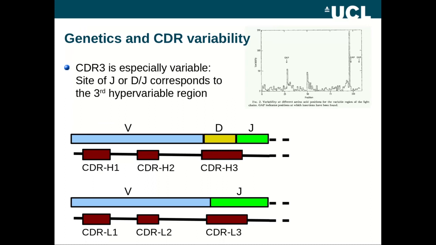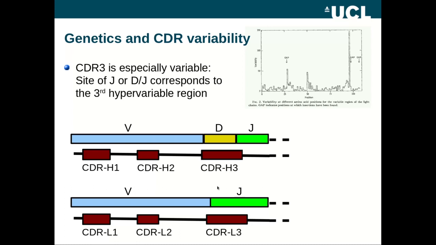I've already mentioned how the V, D and J segments come together at the DNA level in the heavy chain, and the V and J segments come together at the DNA level in the light chain in order to encode the protein level variable domains. So V, D and J form the VH domain, and V and J in the light chain form the VL domain.